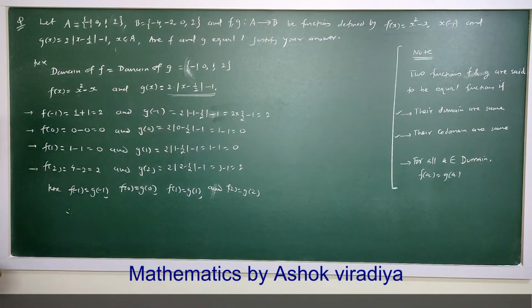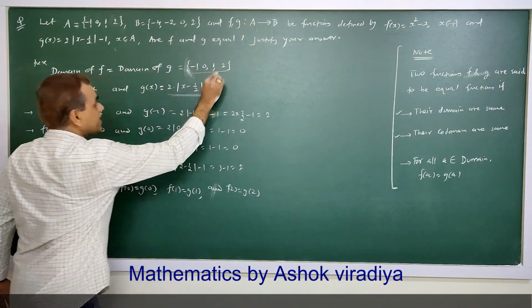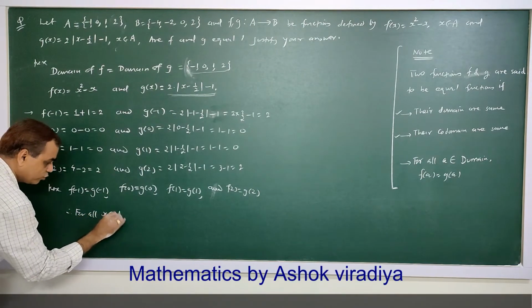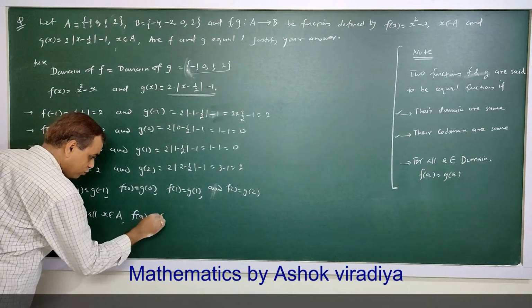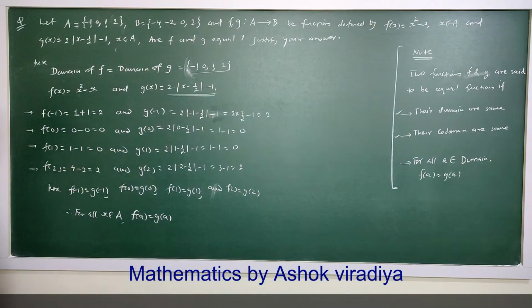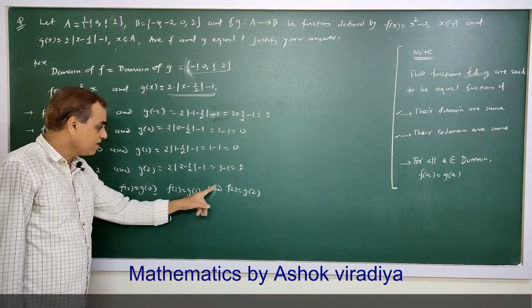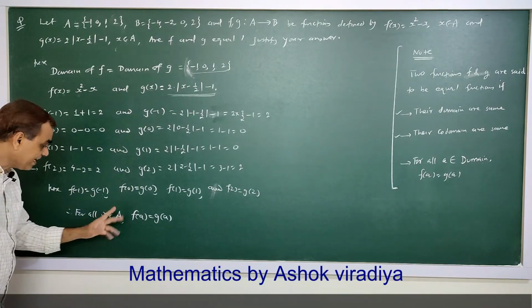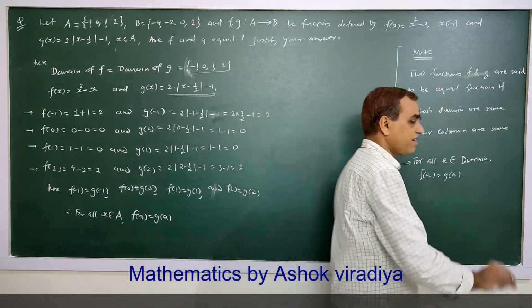Therefore, for all x belonging to A, f of x equals g of x. f of minus 1 is g of minus 1, f of 0 is g of 0, f of 1 is g of 1, f of 2 is g of 2. That means for all elements of set A, f of x is g of x. So this condition is also satisfied.